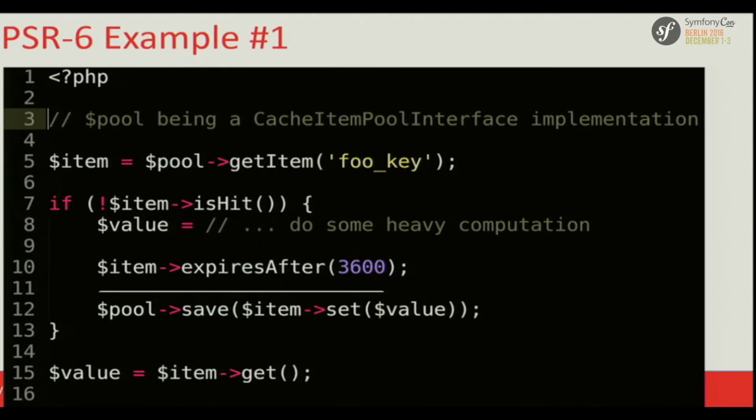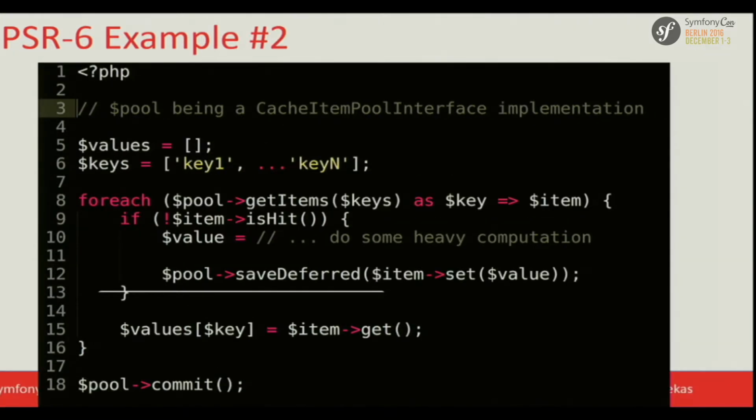So now, if you want to get the value, you can call item get in the end, and the code before did the job to create the cache or take the value from the cache, so that we have the fast path that goes out of the if condition. So another example on a way to retrieve items. This is the way to do multi-item fetch and multi-save.